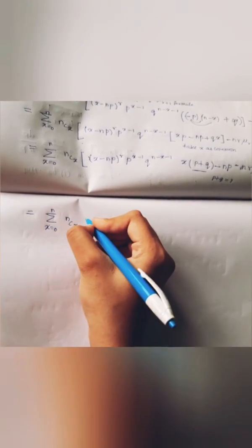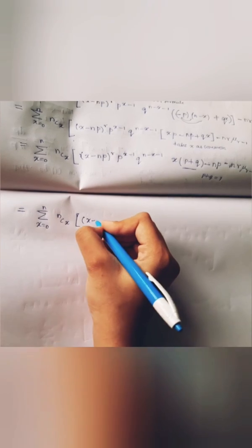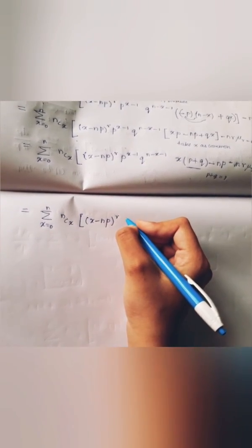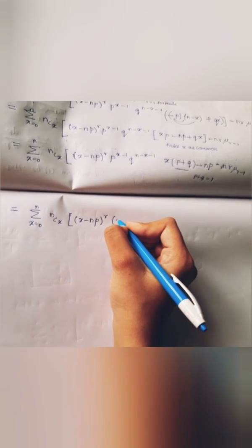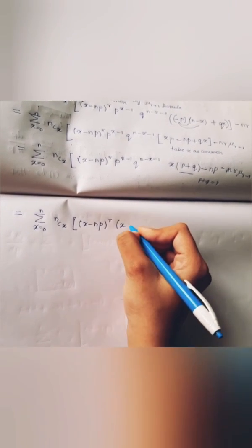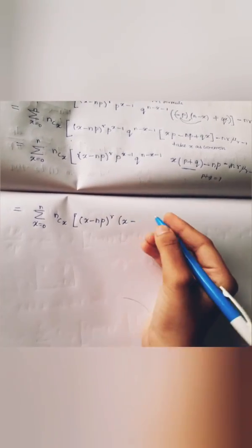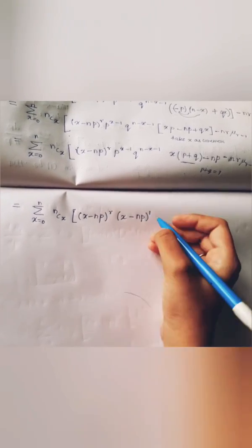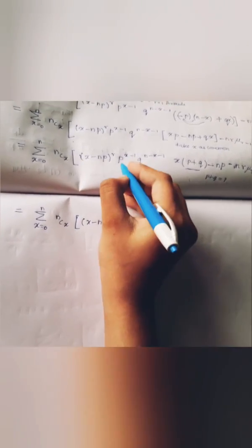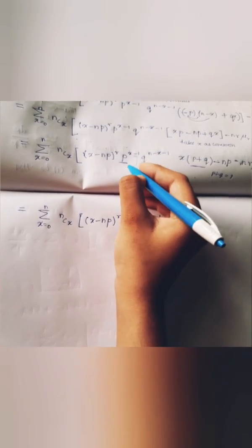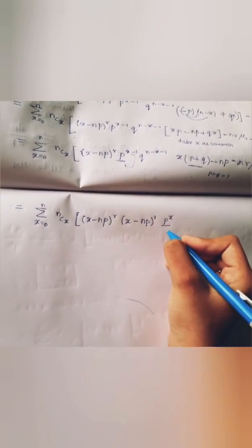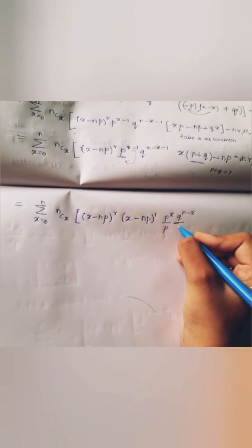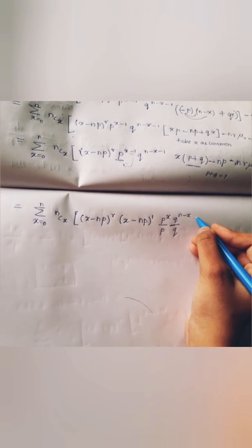Summation x equal to 0 to n nC x, (x minus np) to the power r. Differentiating, x minus 1, that is nothing but 1, so minus np whole power 1. Then we are writing p power x, then taking that minus 1 to the denominator. Likewise we are writing for q power n minus x divided by q.